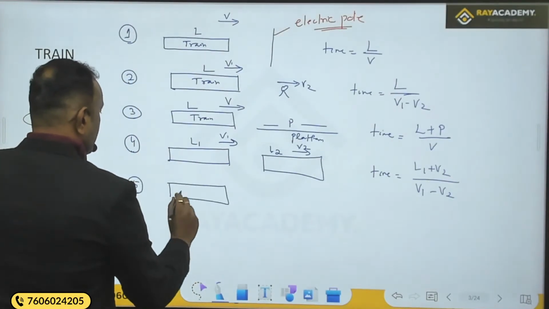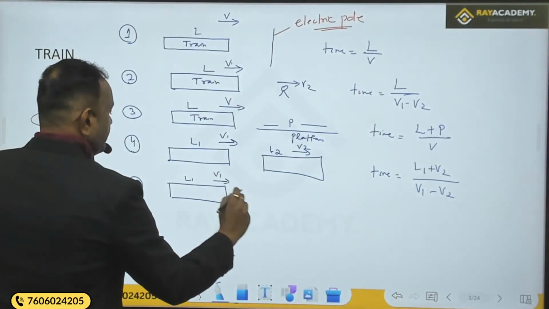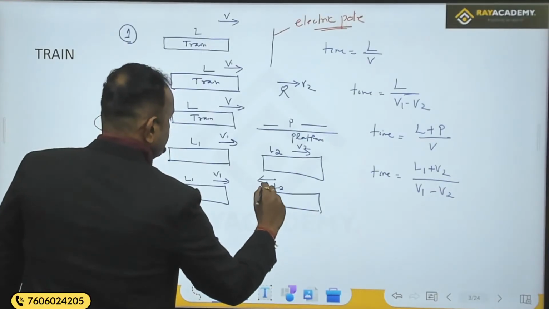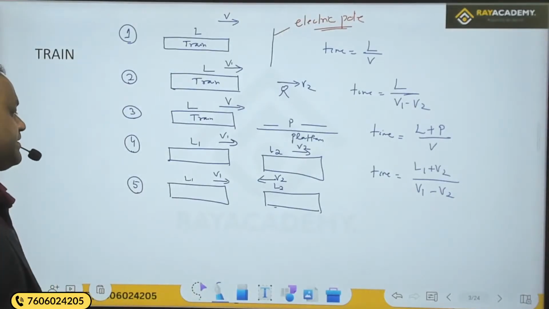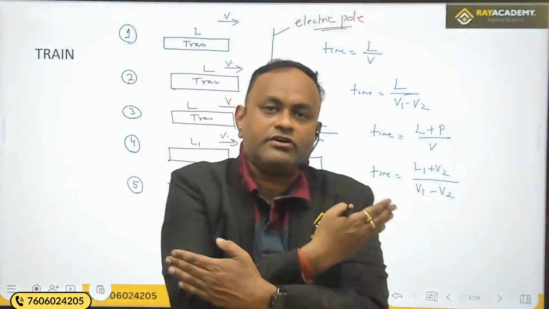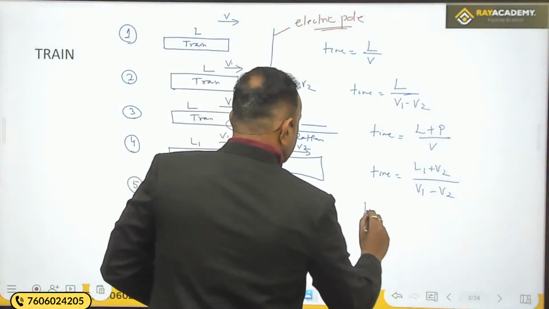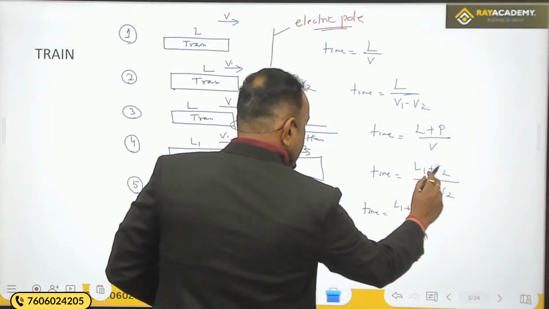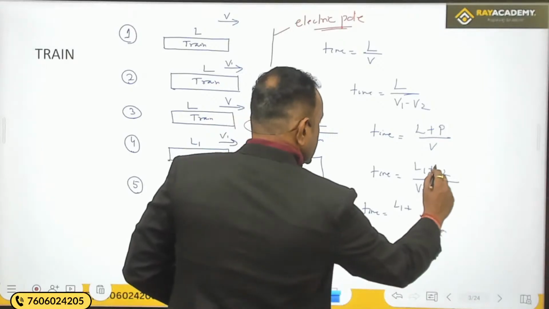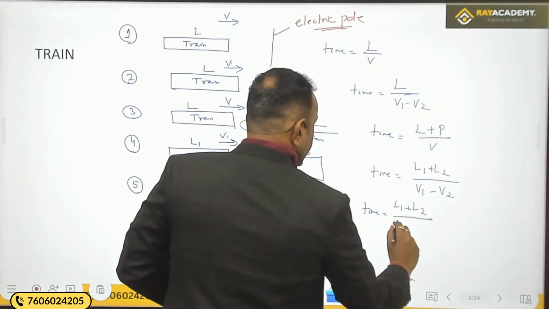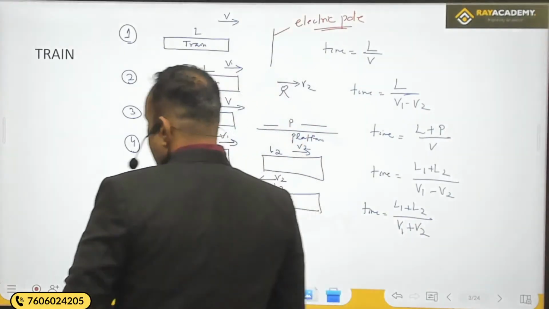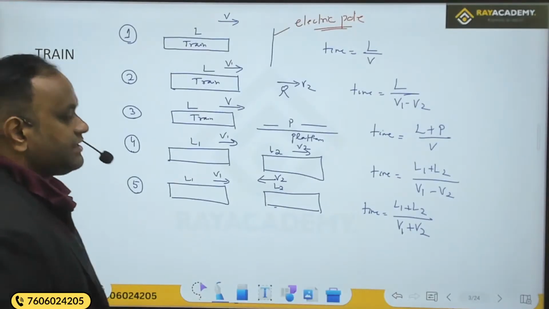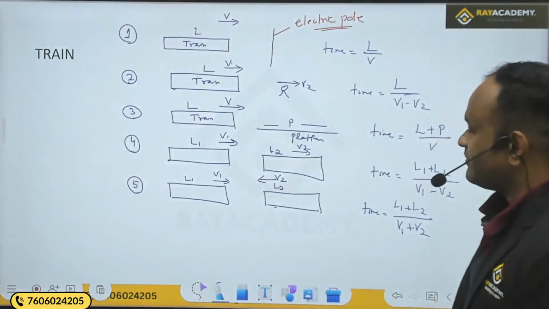Another scenario, the last scenario: there is a train of length L1 traveling with a speed of V1, and another train of length L2 coming towards the first train at a speed of V2. Then the time required for the trains to cross each other will be L1 plus L2 divided by V1 plus V2, because they are traveling in opposite directions so the relative speeds add. So this is all about the concept of train questions. We will get some data, then we will see how to solve.